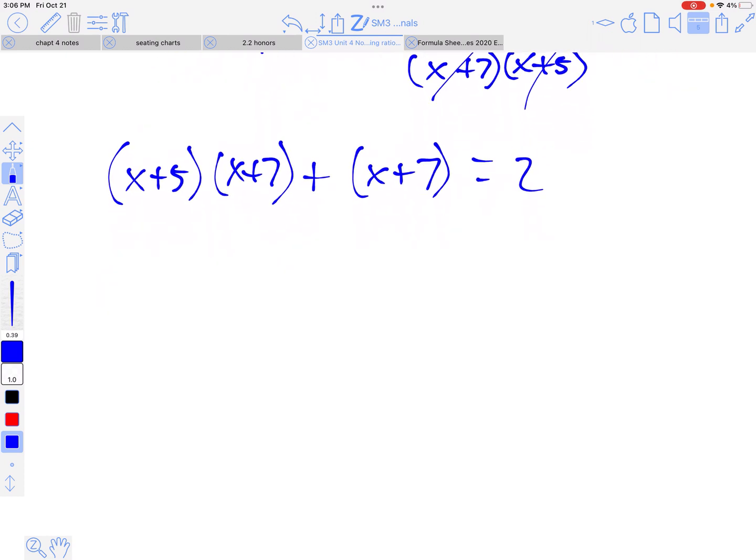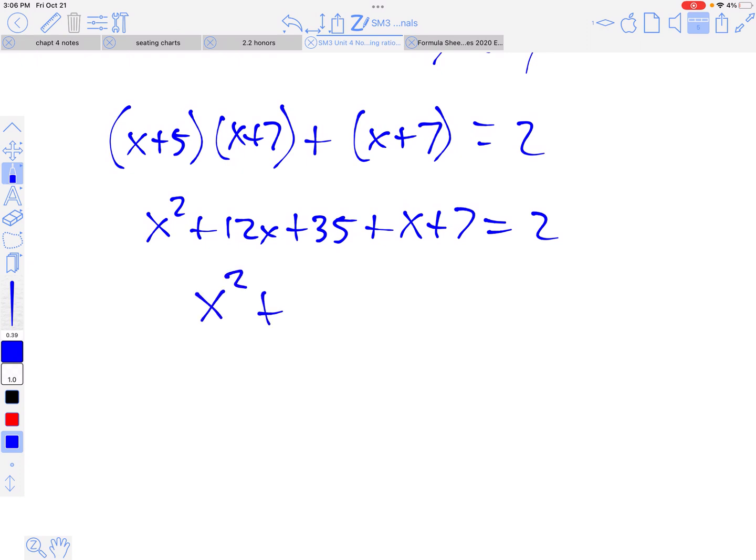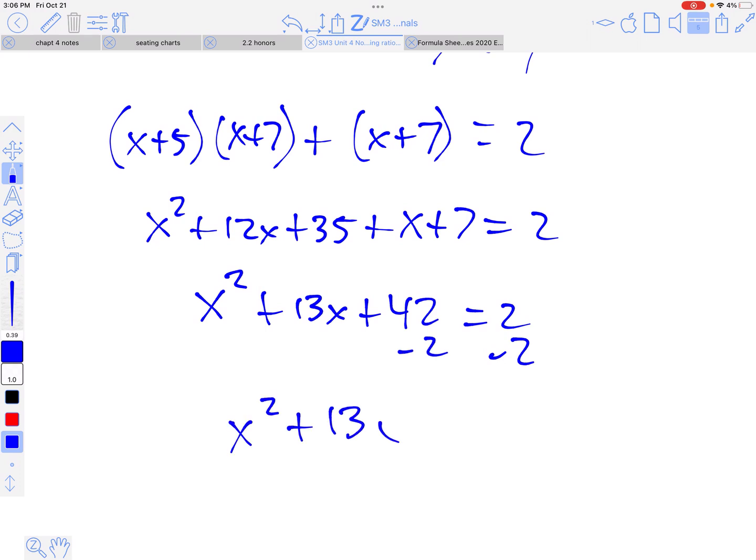All right, so now we've got to solve. So we've cleared out our denominators, now we solve. We get x squared plus 12x plus 35, as I multiply those two together, plus x plus 7 equals 2. And then I'm going to combine like terms. I'll get x squared plus 13x plus 42 equals 2. And because it's a quadratic, I'm going to have to get it equal to 0 in order to solve. So I'm going to minus the 2. I'll have x squared plus 13x plus 40 equals 0.